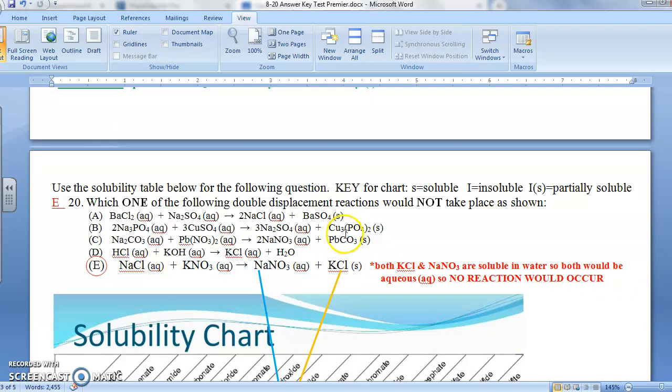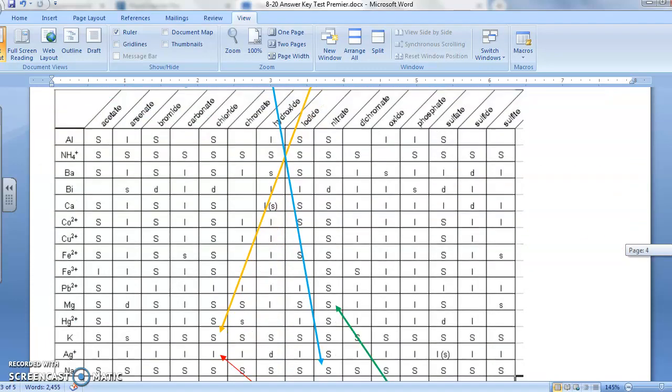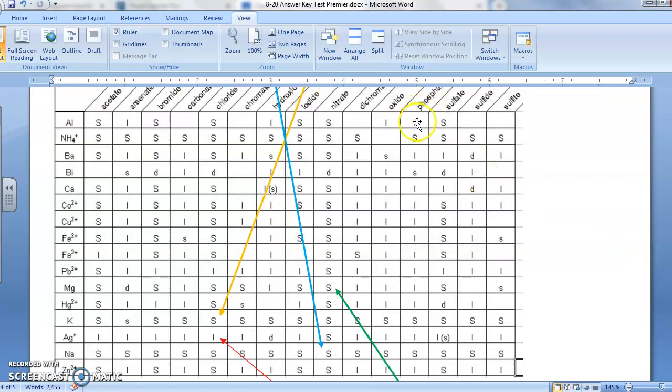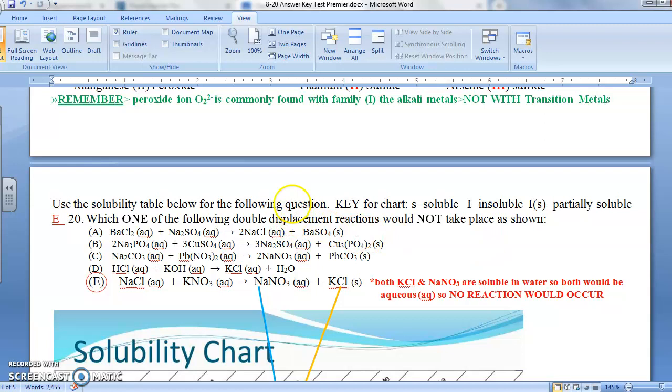This is saying when the coppers bump into the phosphates that they would join up and not be able to pull apart. The copper 2s would not be able to be pulled apart from the phosphates. We already accidentally looked at that column a few seconds ago. There's our phosphates. There's our copper 2s. We come up over insoluble. They would precipitate out of solution. Letter B is correct.